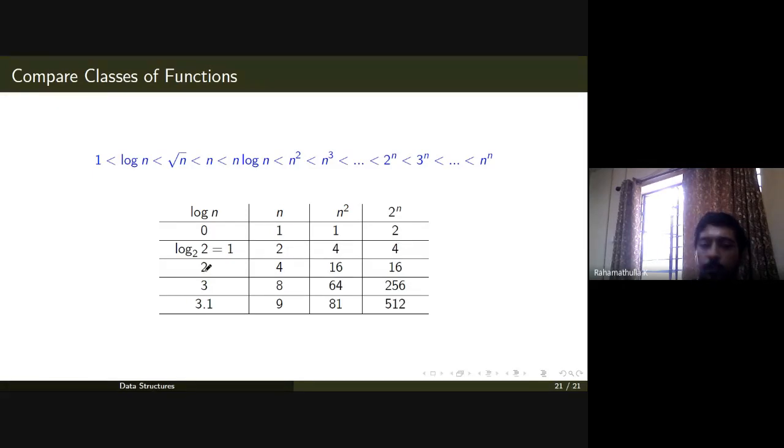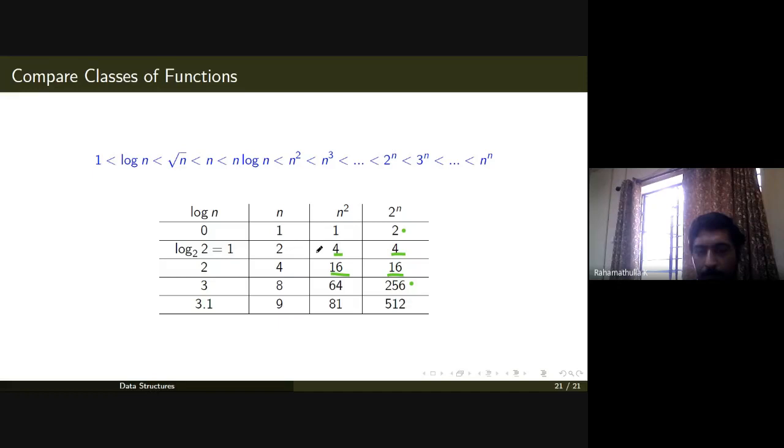When n is equal to 4, then log n is 2, n square is 16. And from there onwards, you can see that there is a sudden jump in the case of 2 raised to n. So that's how we can connect. For example, when n equals 2 and when n equals 4, these two values are the same. And here it is greater and here it is greater. But after a particular value of n, you can surely say that 2 raised to n is always greater than n square.